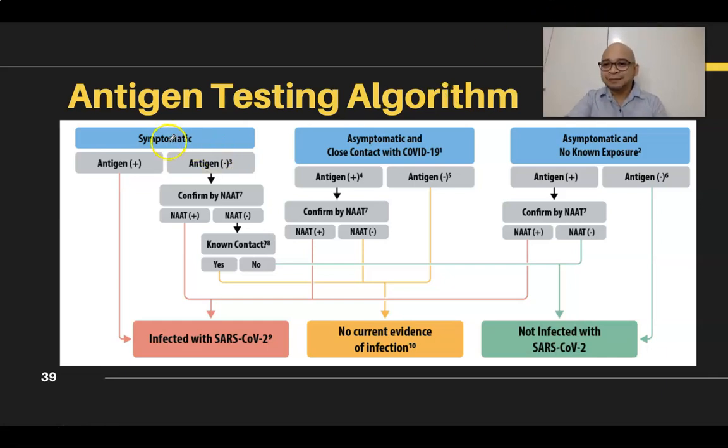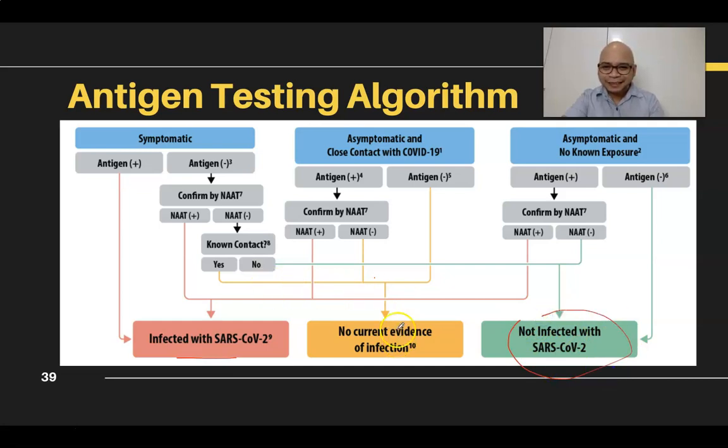So again, if you're symptomatic and you're positive with antigen, it means that you are infected with SARS-CoV-2. But if you become negative yet you are symptomatic, you have to confirm it by any of the NAAT. So if you're positive, it means that you're positive or infected with SARS-CoV-2. But if you're negative, then you have to trace. Okay? Has there been contact? If yes, it can be interpreted that you have no current evidence of infection yet. I say yet. But if there's no contact, it means that you are not infected with SARS-CoV-2.